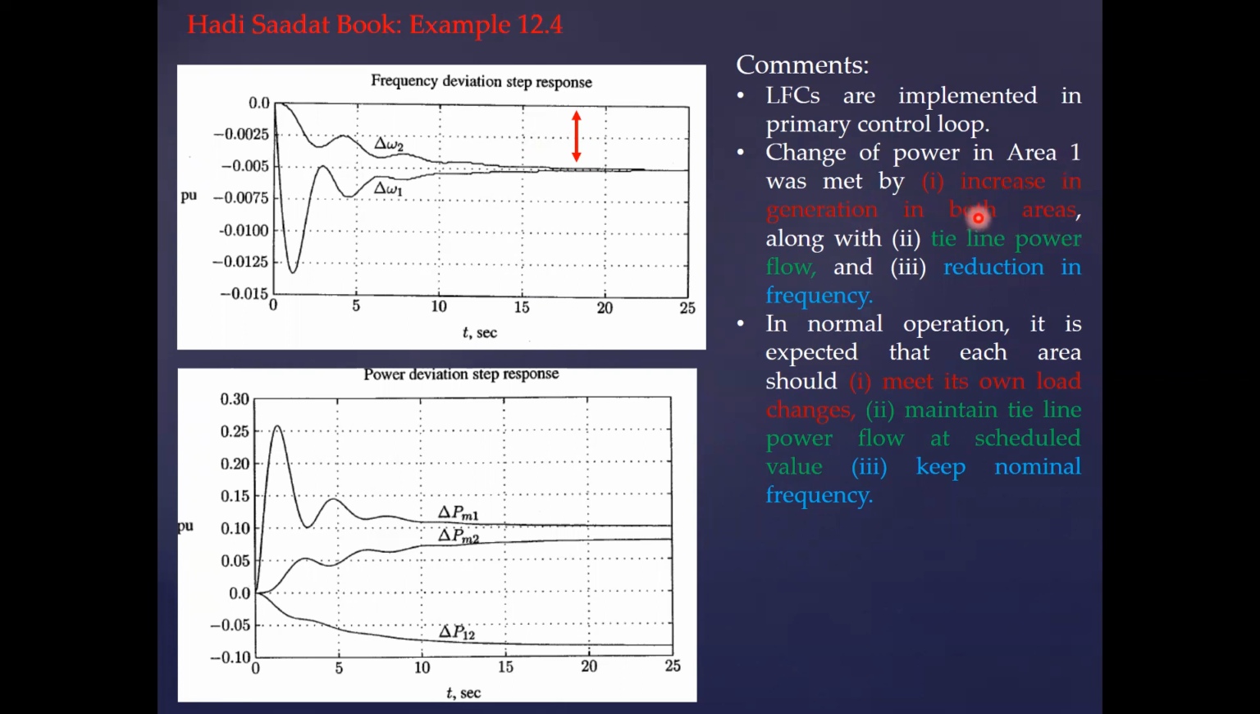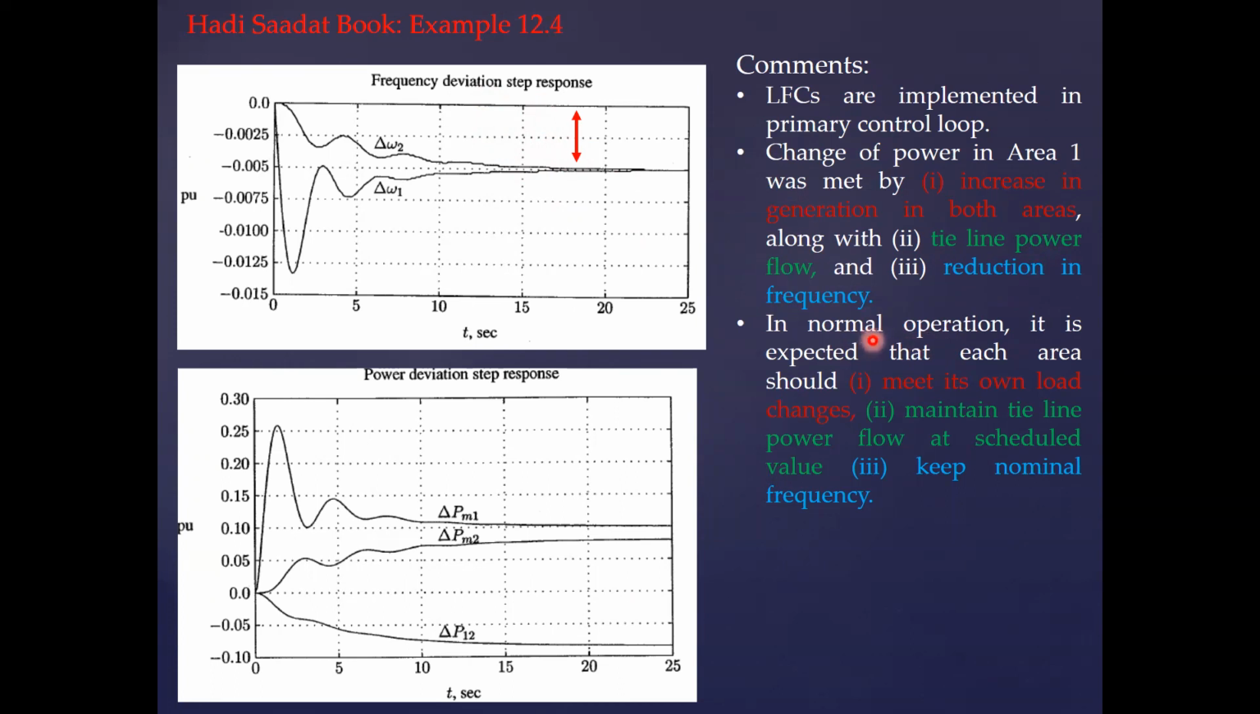So that means the load disturbance takes place in area 1. When you have the load increase in area 1, you increase the generation in both the areas here. This is one part. Second part is that you have the power flow through the tie line, and you also observe frequency deviation, frequency reduction. So these are some of the points you can note here.